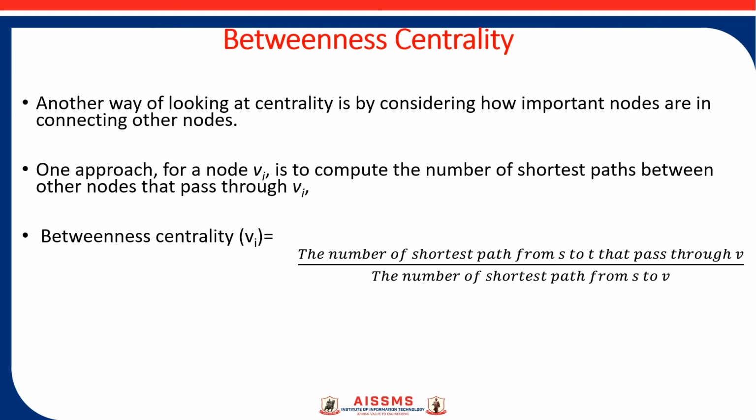If you see the formula for computation of betweenness centrality, if we want to find the betweenness centrality of Vi, it is the number of shortest paths from S to T that pass through the vertex Vi divided by the total number of shortest paths that exist from S to T. By using this formula we can calculate the betweenness centrality of each and every vertex which exists in the network.